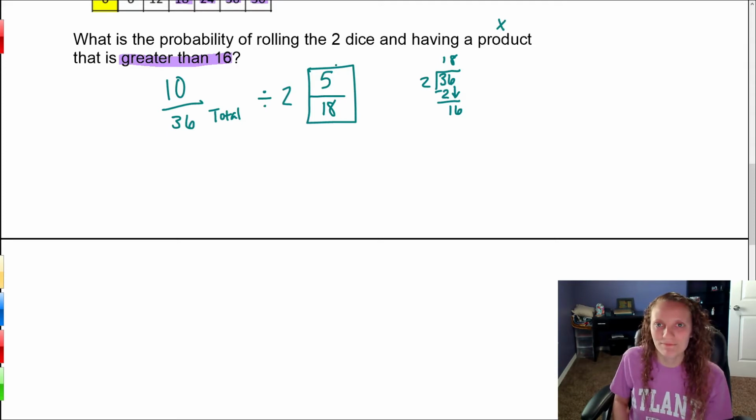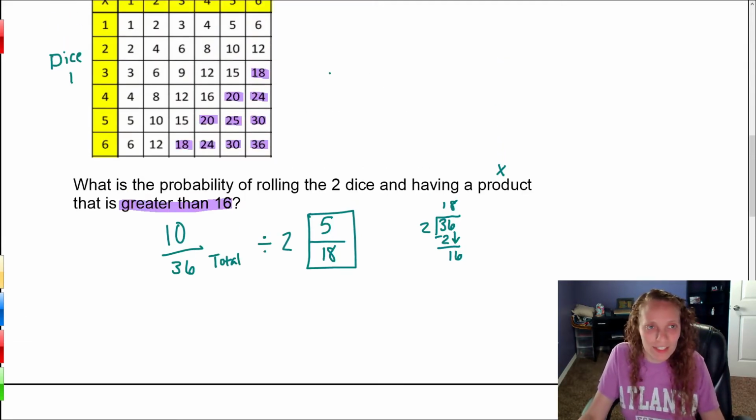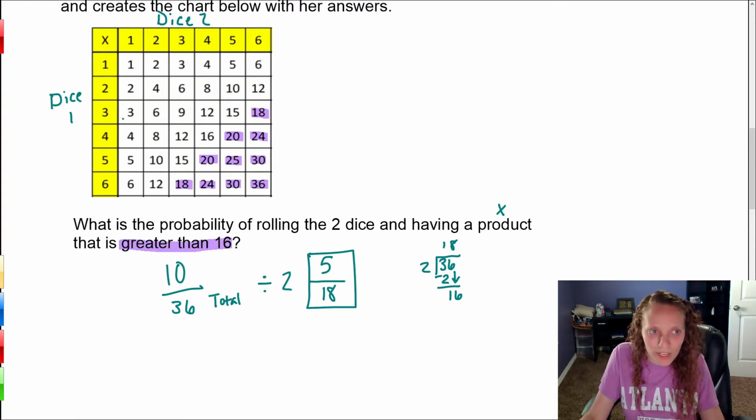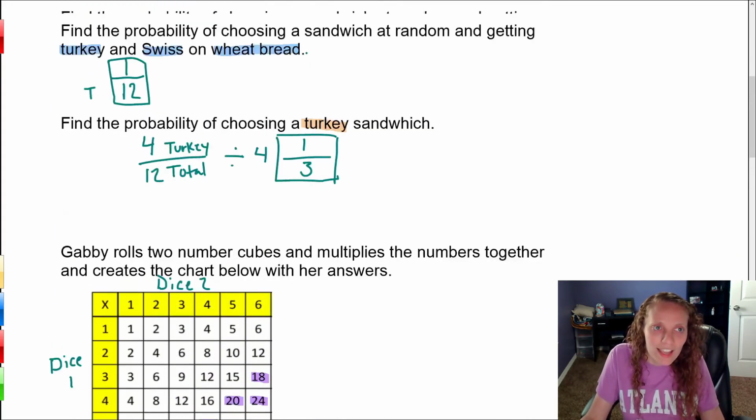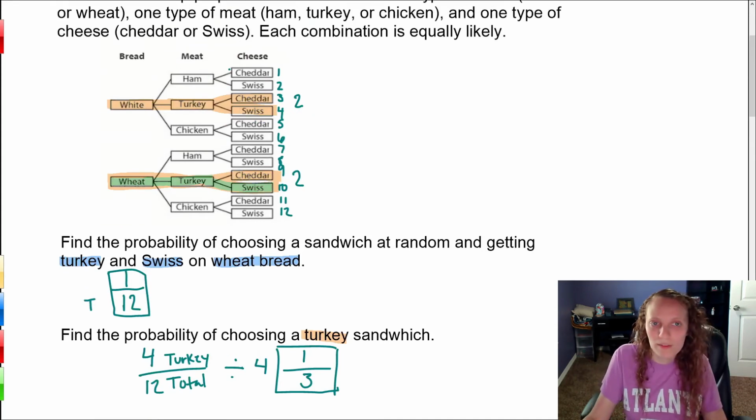Okay guys, that's compound probability. We had 2 different things going on in each situation. Here we had 2 different dice. And then up here we actually had 3 different things where we had bread, meat, and cheese for the sandwich. We learned to look at diagrams and then be able to write the probability based on those diagrams.